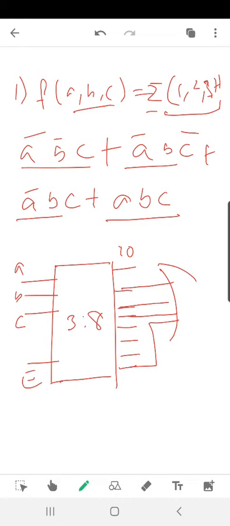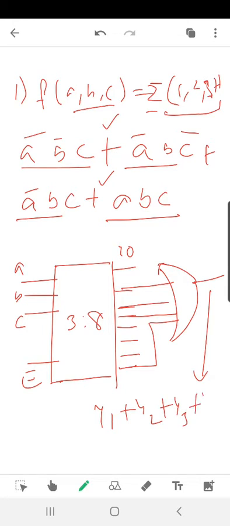Why OR gate? Because it is in the form of SOP, sum of product. So plus operation is represented by our OR gate. So we will require one OR gate, and we will get our output as y1 plus y2 plus y3 plus y7. This is how we will implement this 3 variable function using a 3:8 decoder.